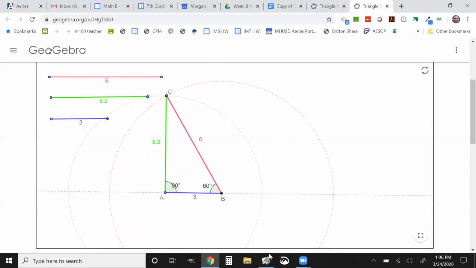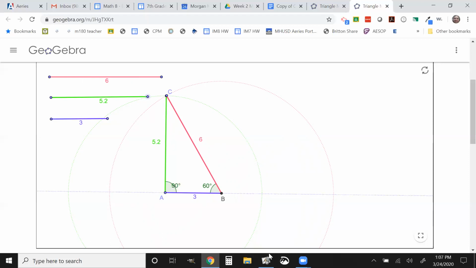Okay, so there's my triangle. You might have had a 90 on this side and a 60 up here. Maybe you had a 90 and a 60, which would make this a 30. Or maybe you had different sizes. Having two angles does not necessarily give us the same triangle.